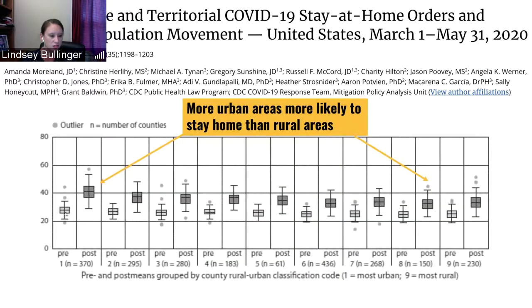Each of these box plots shows the stay-at-home orders and the post-stay-at-home orders for each of 9 different types of counties. The ones over here are the most urban, and the ones over here on the right are the most rural. What they find is that all types of counties, regardless of their metropolitan status, increased the time that they spent at home, according to SafeGraph data.